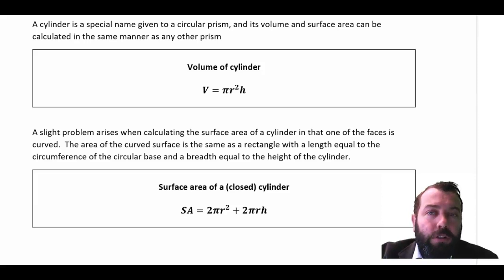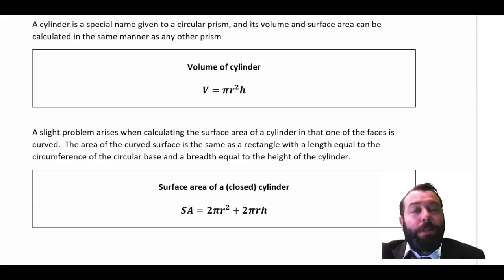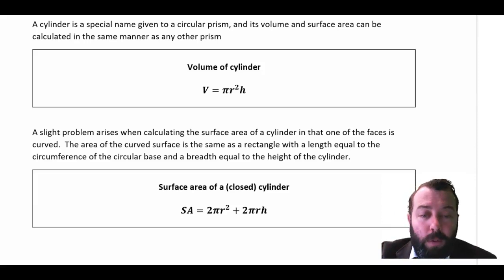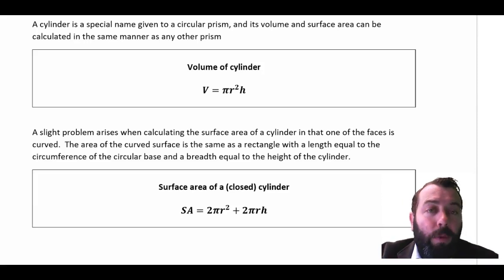And I've got two circles which are pi r squared each. So that brings me to my surface area of 2 pi r squared plus 2 pi r h. Surface area of a closed cylinder. Now if I say I have a cylinder that is open at one end, then I take one of my circles off, and it's pi r squared plus 2 pi r h. If my cylinder is open at both ends, then I just have that rectangle that's been wrapped around, and that's just surface area 2 pi r h.